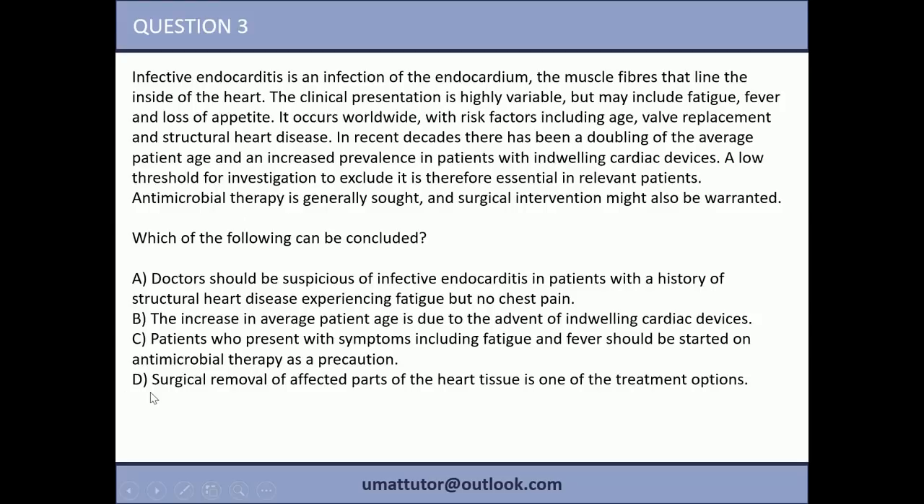Now D, surgical removal of affected parts of the heart tissue is one of the treatment options. Again, it's not really stated in the passage. It says surgical intervention, but we don't know if that intervention includes removal of the affected parts of the heart. So for all we know, it could be a completely different intervention which doesn't include that. So it's just again about keeping it within the scope of the information given to you.